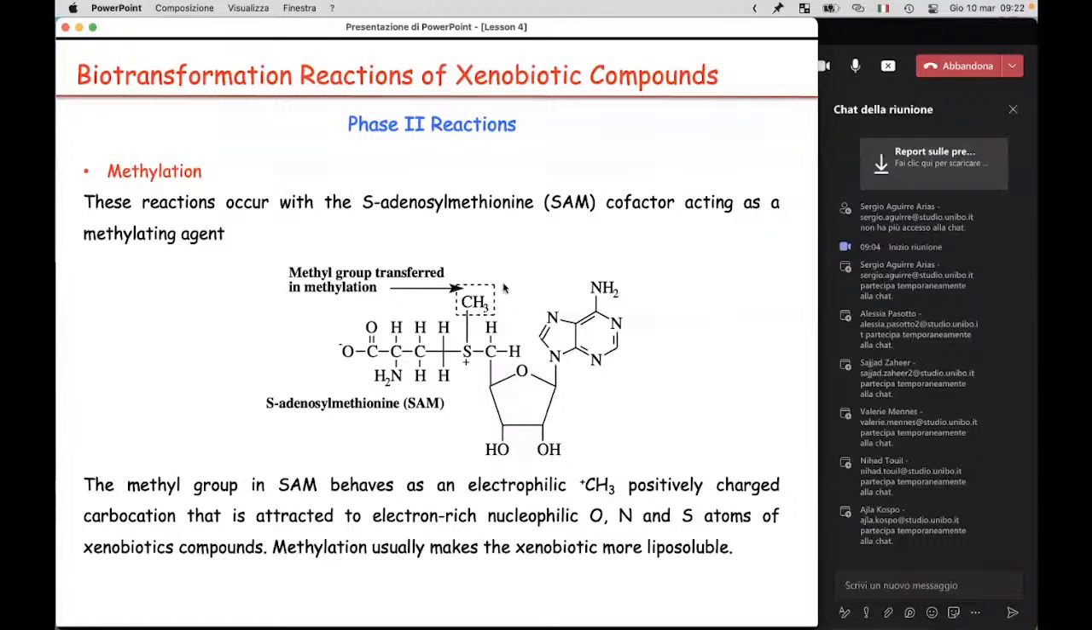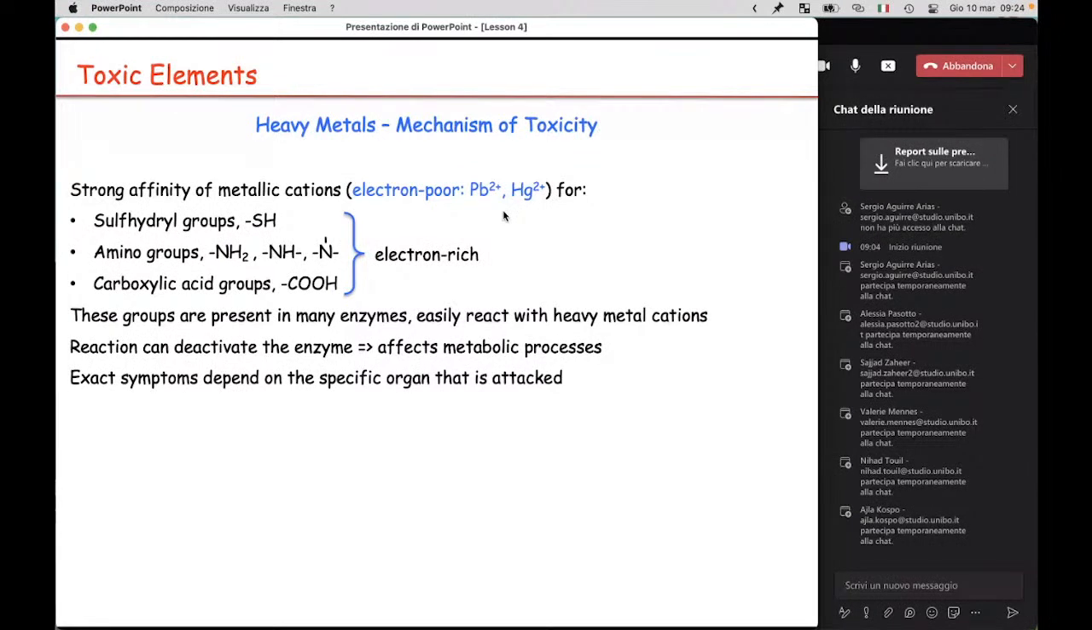even if arsenic is not truly a metal. So we have seen that heavy metals have a common mechanism of toxicity, which is the reaction with electron-rich groups, particularly in proteins, because those ions are electron-poor, so they react quite easily with electron-rich structures in proteins. So thiol group, amino group, and carboxylic acid groups.